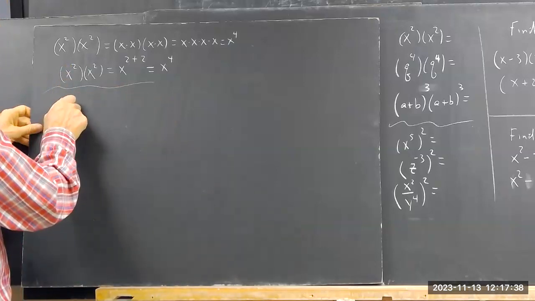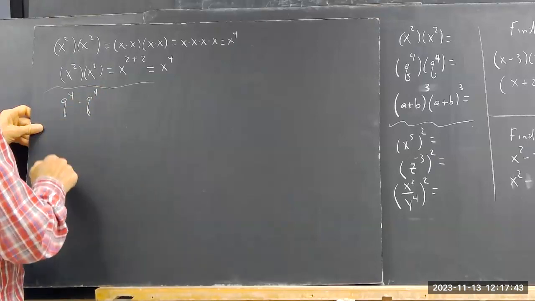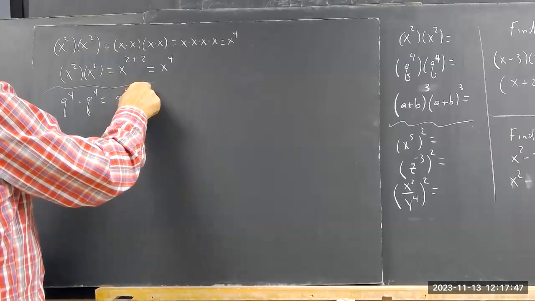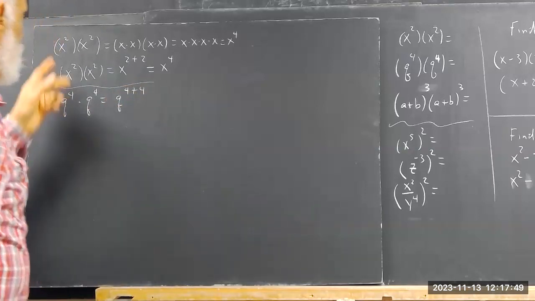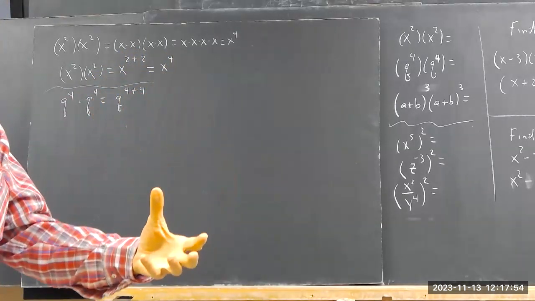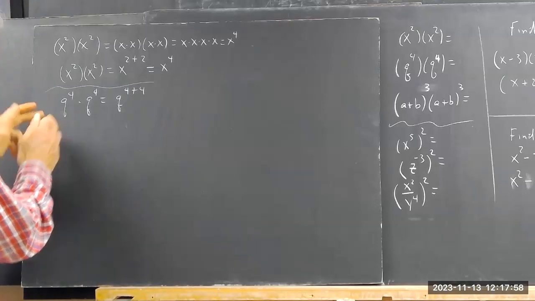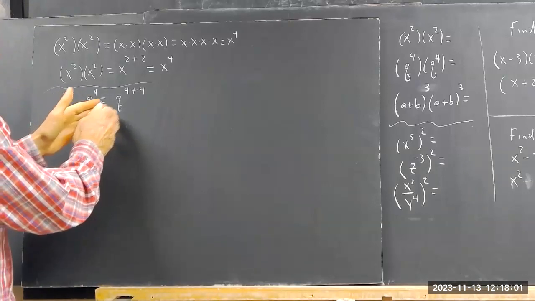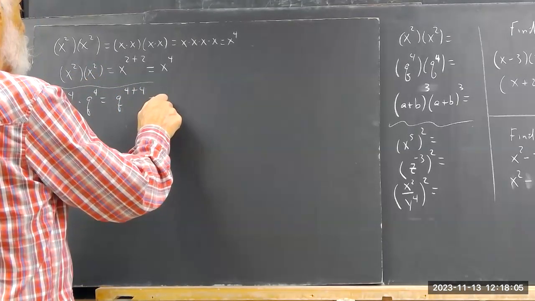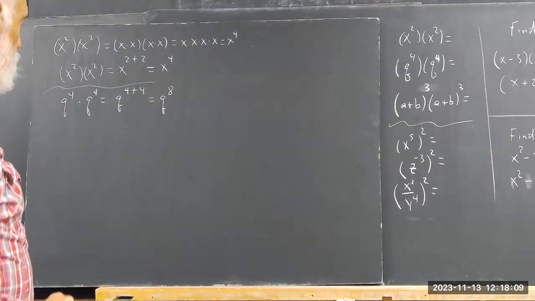q to the fourth times q to the fourth equals q to the 4 plus 4. When the exponents get big, we don't want to have to write it out like this. We want to just imagine what we're going to see. Okay, so we can imagine, that's 4 q's written down, that's 4 more. That makes 4 plus 4. That's 8. So we kind of do this type of a step in our head.